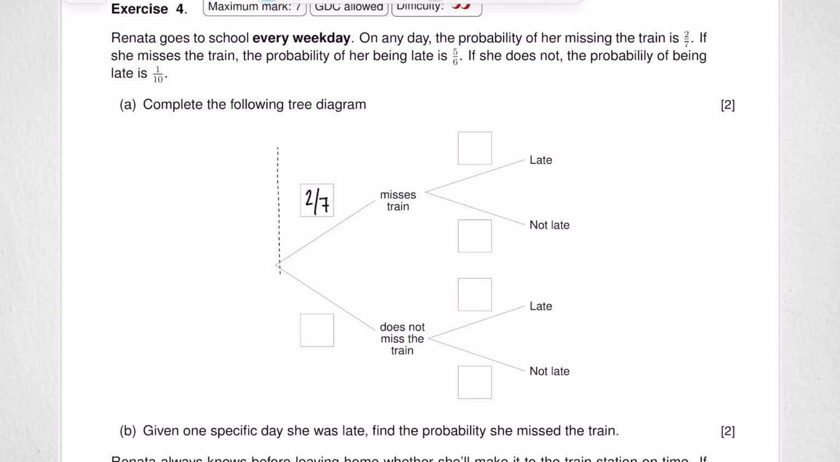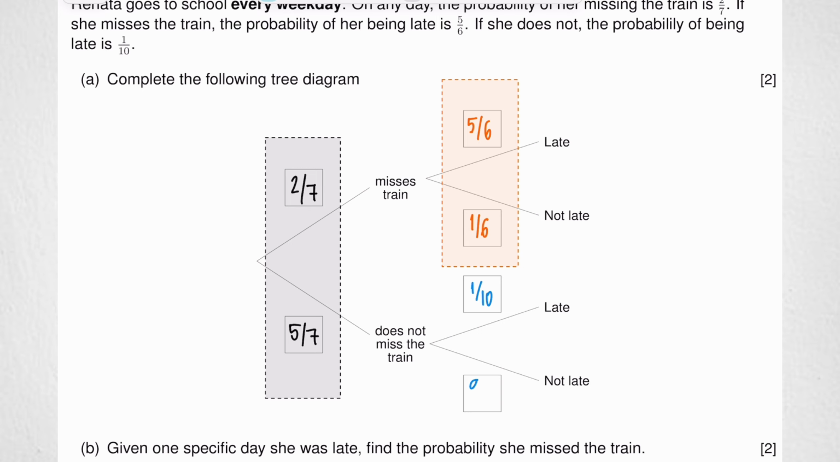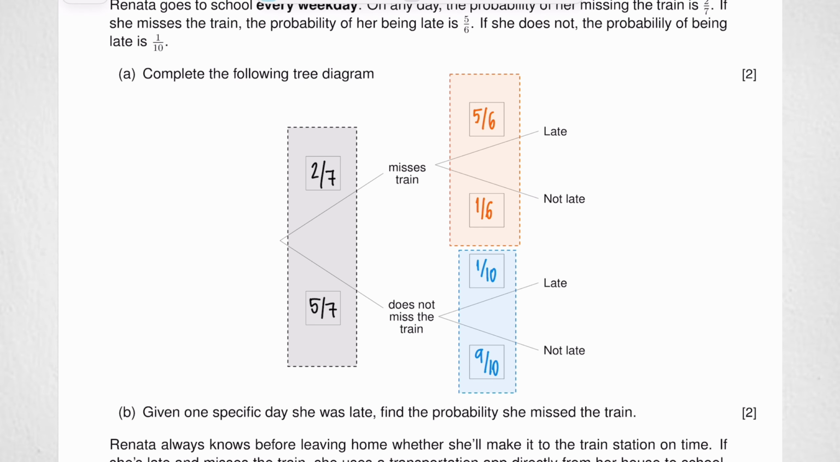Therefore, given that the sum of these two should be 1, this is 5 over 7, which is the probability of not missing the train. If she misses the train, the probability of her being late is 5 over 6. So missing means that the probability of being late is 5 over 6. Therefore, the probability of not being late when she misses the train is 1 over 6. Again, the sum must be equal to 1. And if she does not, the probability of being late is 1 over 10. So 1 over 10 and 9 over 10. So we are done with question A.